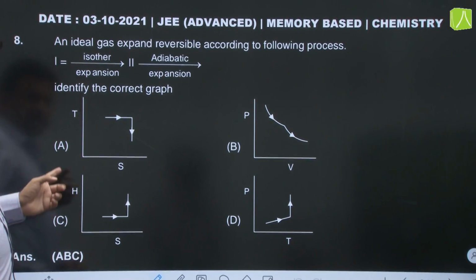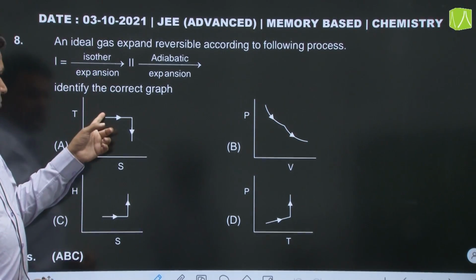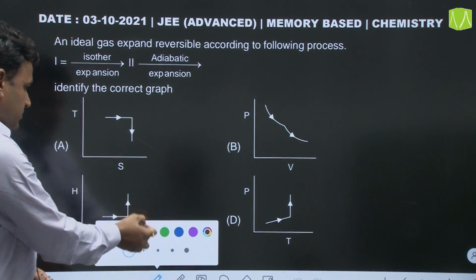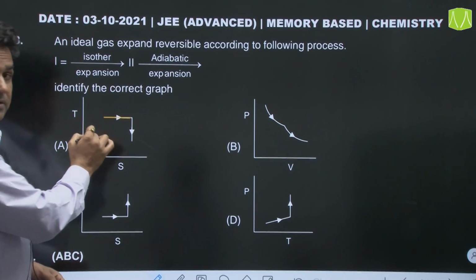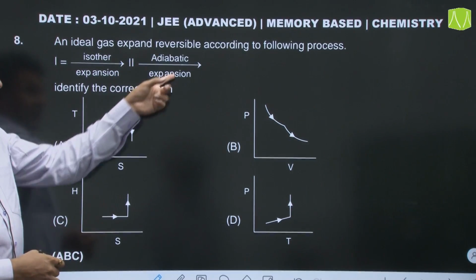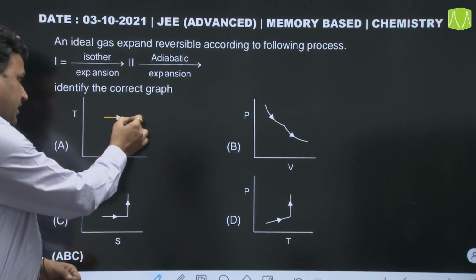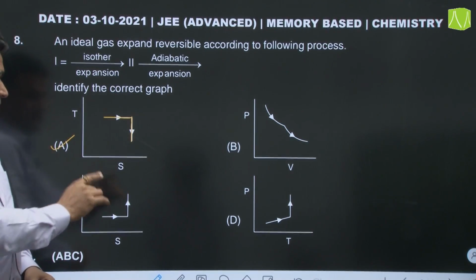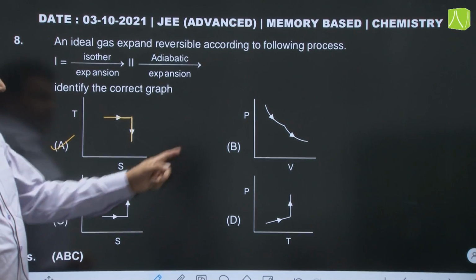The first is isothermal. So this is going to be isothermal. The temperature is going to remain constant. So this is the isothermal part. Then isoentropic, adiabatic is also isoentropic. So entropy is going to remain constant. That means A should be the correct graph. So A is correct. This is a PV graph.